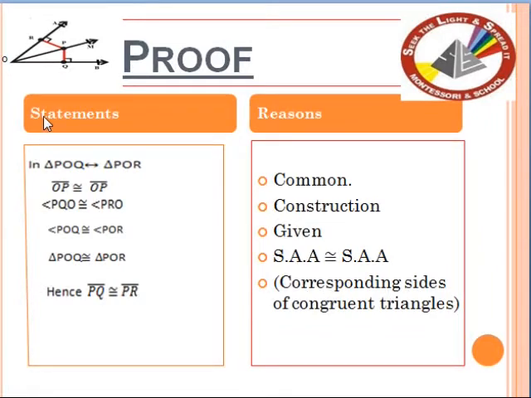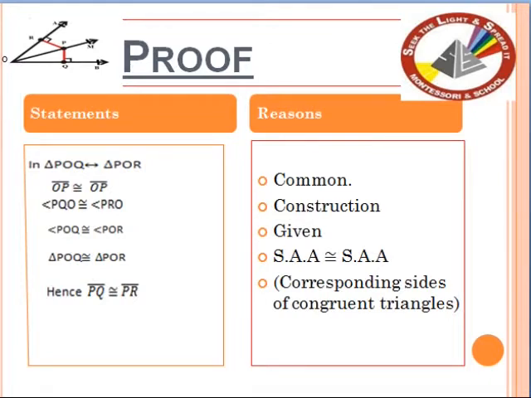The last and most important part of the theorem is writing its proof, as it contains 50% marks of the whole theorem. It consists of two columns. In the first column we will write the statements, and in the next column we will write the reasons.